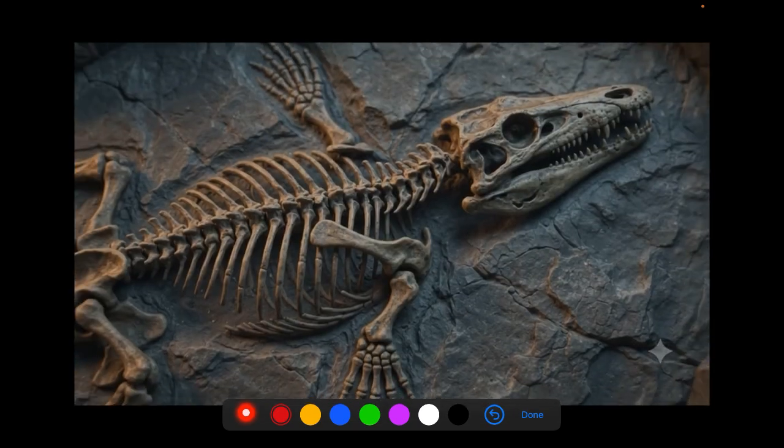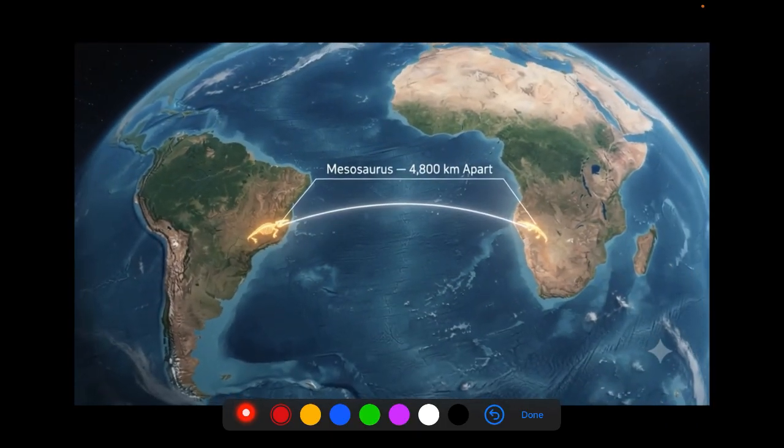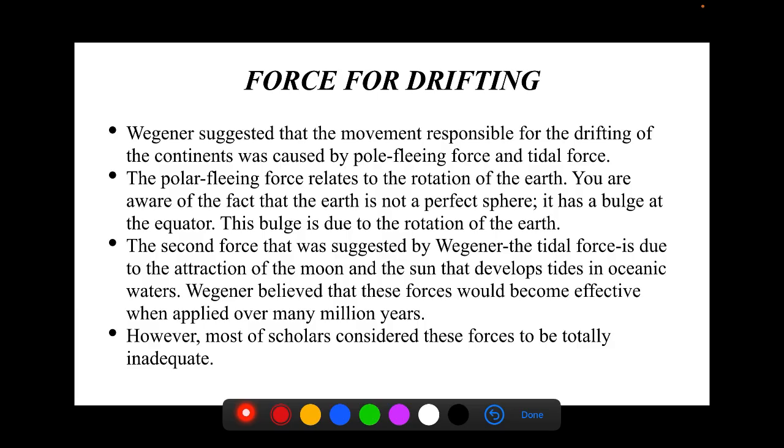Let's just see now about Mesosaurus. Alright, so do you think that Mesosaurus can travel this 5,000 kilometers and still survive? That's not possible. So now we have seen the evidences given by Wegener to justify his continental drift theory. But the most important question is about the force for drifting. Why did continents start drifting, and why only 200 million years ago, not 100 million years ago, or 500 million years ago?